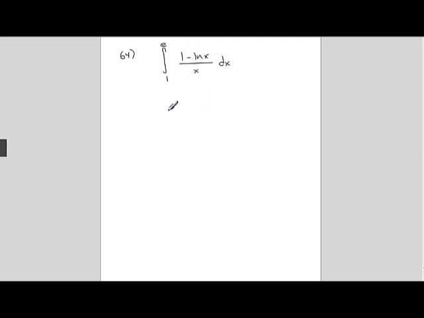So we're going to let u equal 1 minus the natural log of x, and therefore du is 0 minus 1 over x times dx. So we don't have negative dx over x, so we would take the original equation, we would factor out a negative 1.